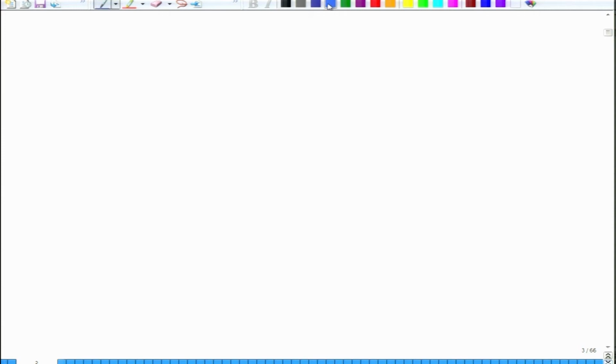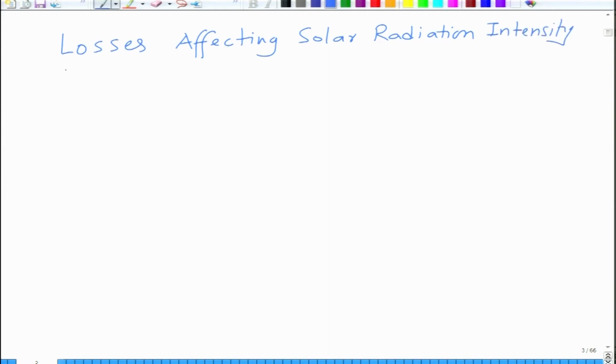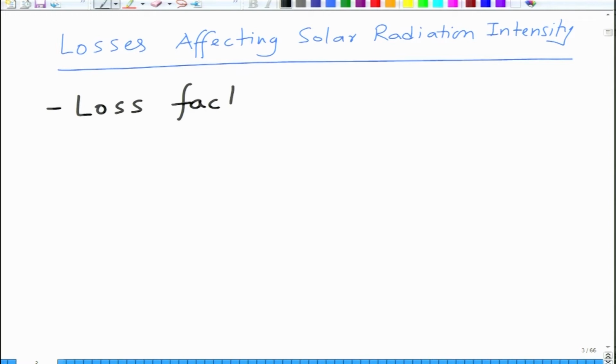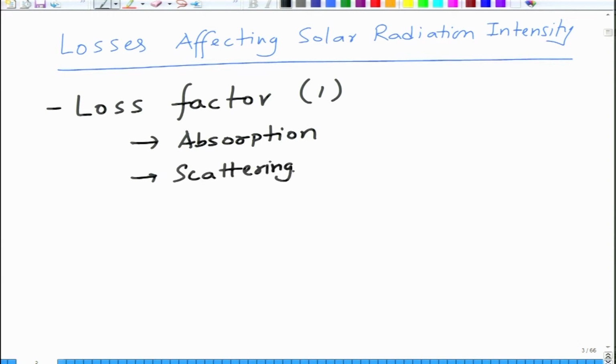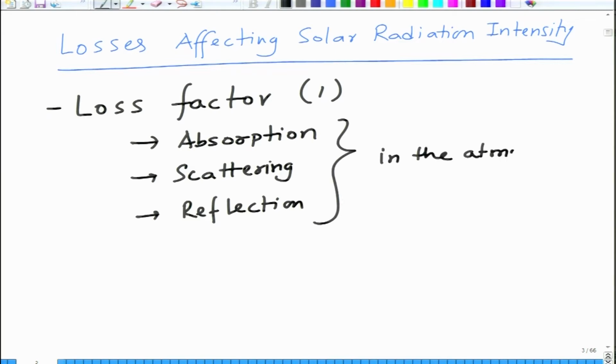losses. So, we look at the losses affecting solar radiation intensity. So, first reduction happens. So, the loss factor, you can say 1, is because of absorption, scattering, and to some extent also reflection. This is in the atmosphere.